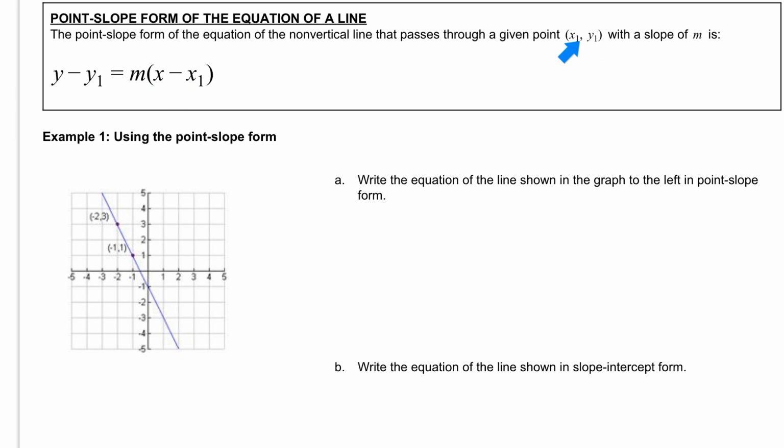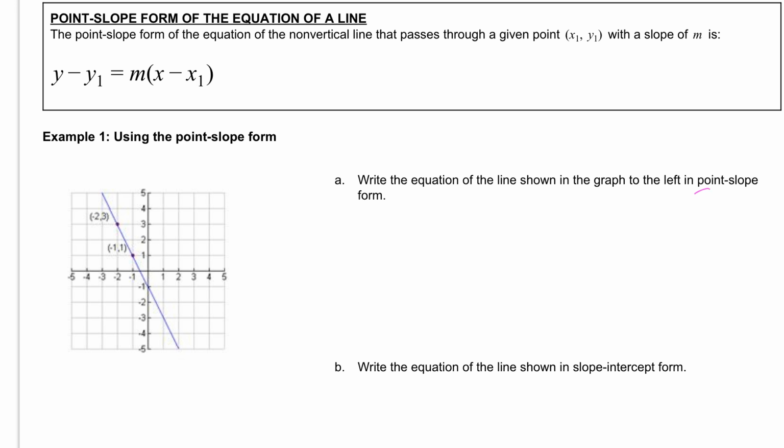Now notice our point, x sub 1 and y sub 1. So this right here is the y-coordinate of our point. This is the x-coordinate of our point. m is our slope. So if we take a look at example 1, we want to write the equation of the line shown in the graph to the left in point-slope form.